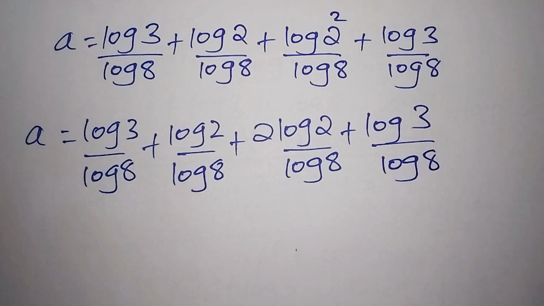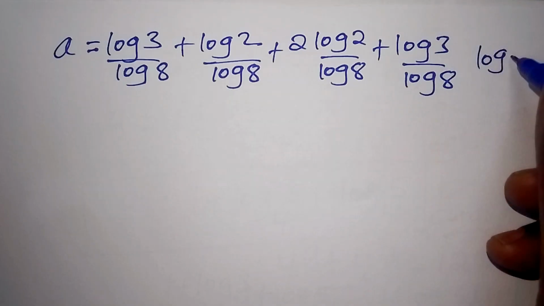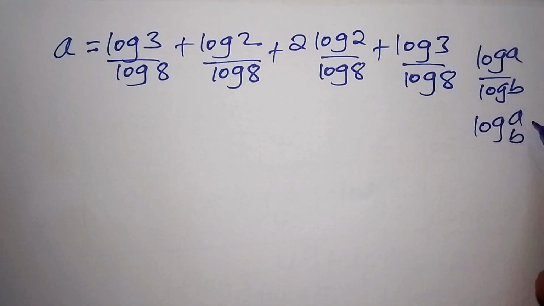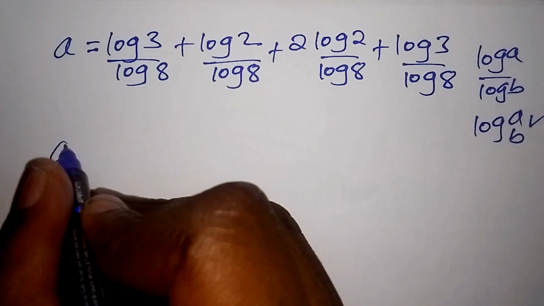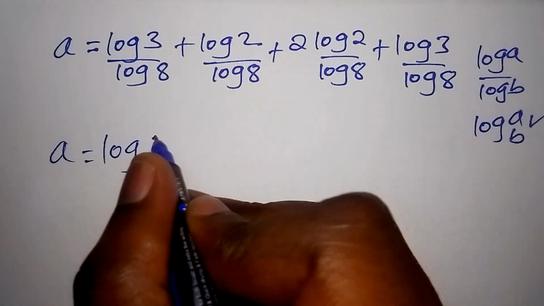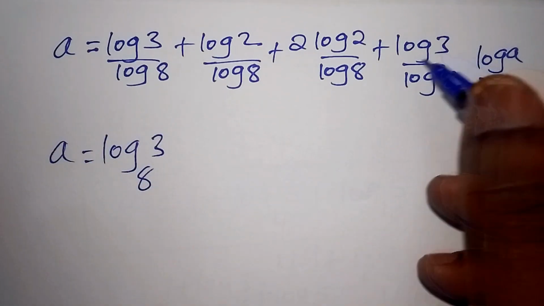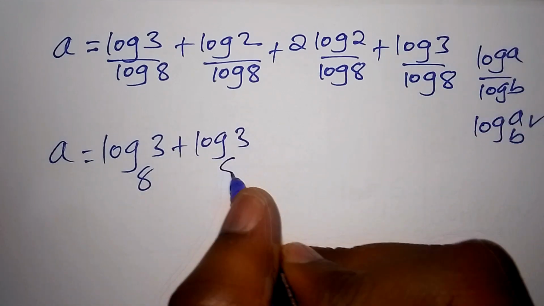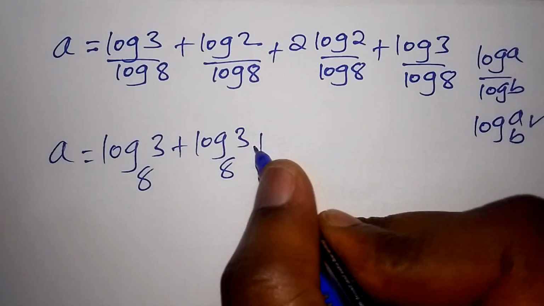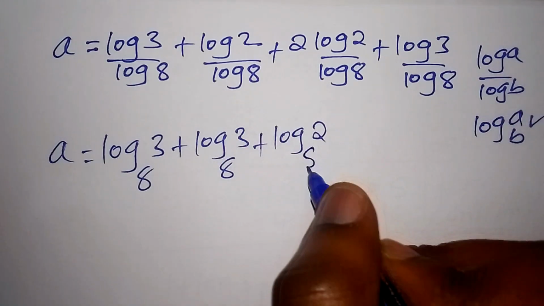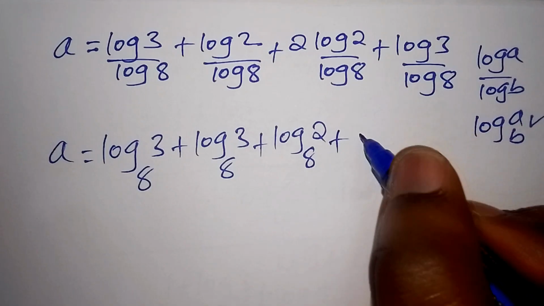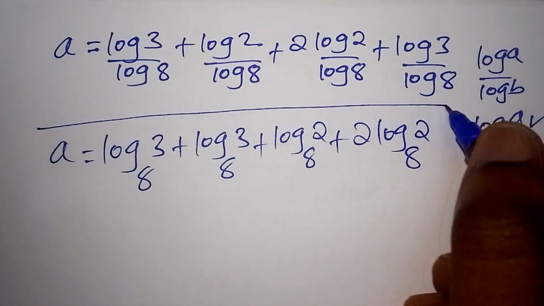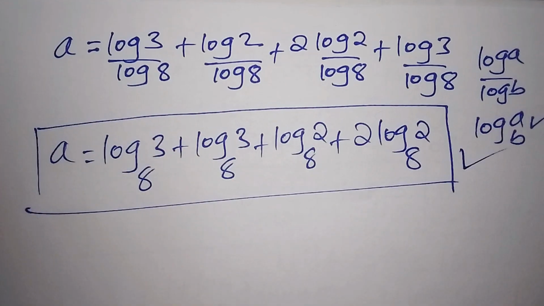Finally, we can say that when you have the log of a all over the log of b, we can write it as the log of a to the base of b. So now our answer is that the value for a is equal to the log of 3 to the base of 8, plus the log of 3 to the base of 8, plus the log of 2 to the base of 8, plus 2 times the log of 2 to the base of 8. This qualifies to be our most correct and best answer.